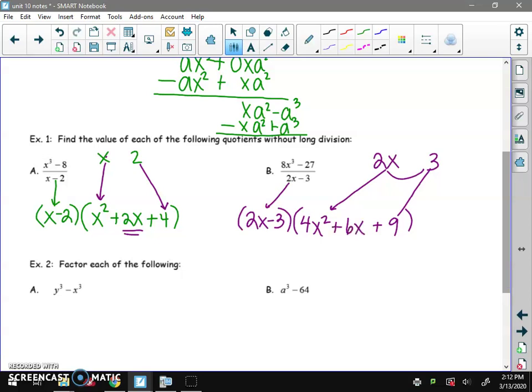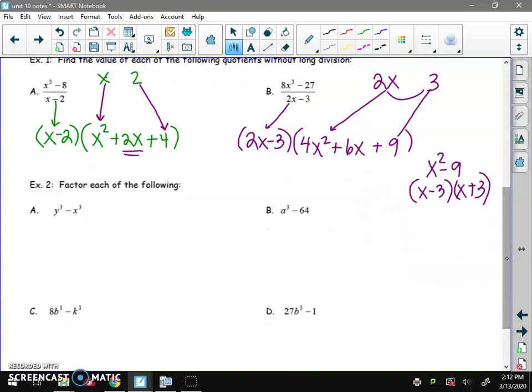So it's a pattern. Just like when you do the difference of two perfect squares, x squared minus 9, it's x minus 3 and x plus 3. So we're constantly trying to think about a pattern. Let's go to the next one.